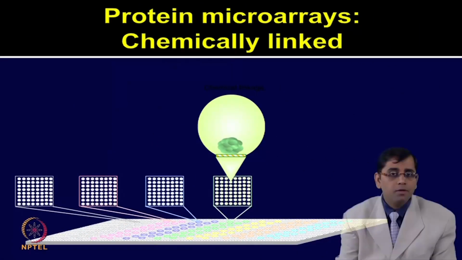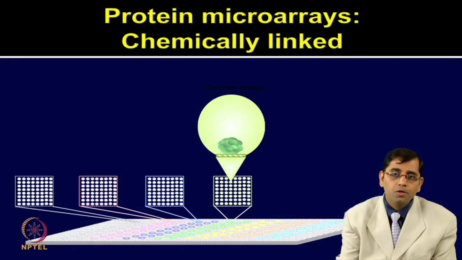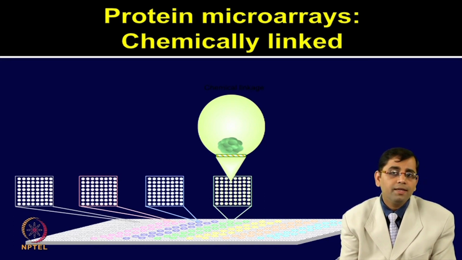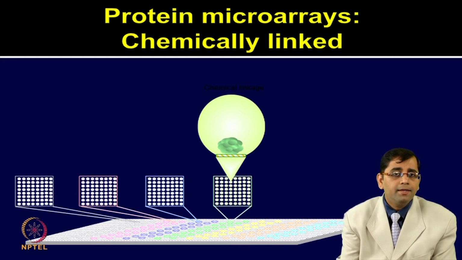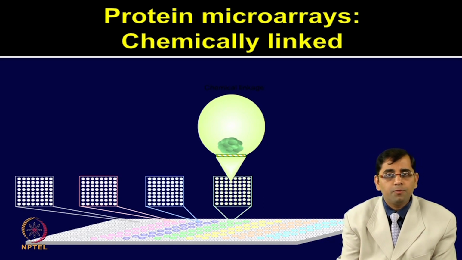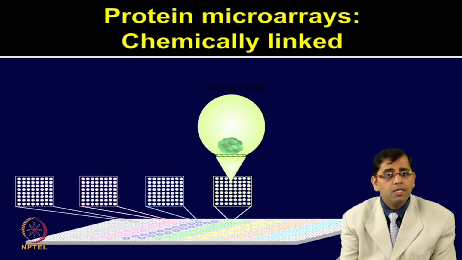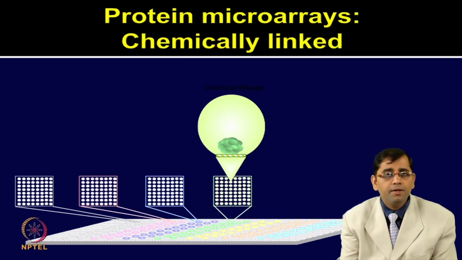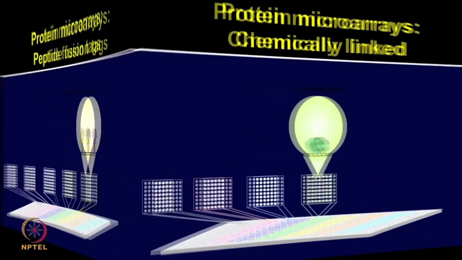The conventional or most widely used method for printing the proteins involves chemical linkage. The purified proteins are immobilized on a functionalized glass slide and can be used for various applications. If one can purify a large number of proteins, then this could be an ideal approach for printing proteins on the chip surface and studying different types of interactions.